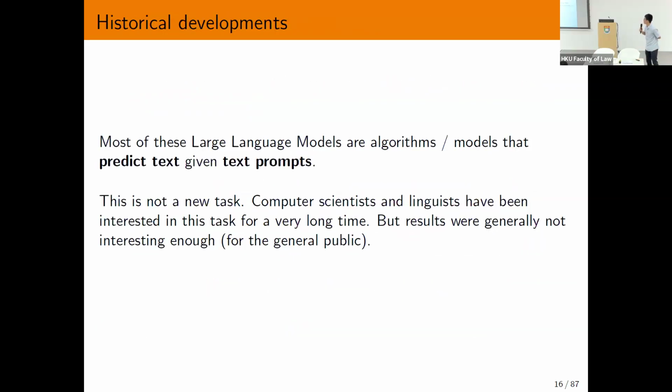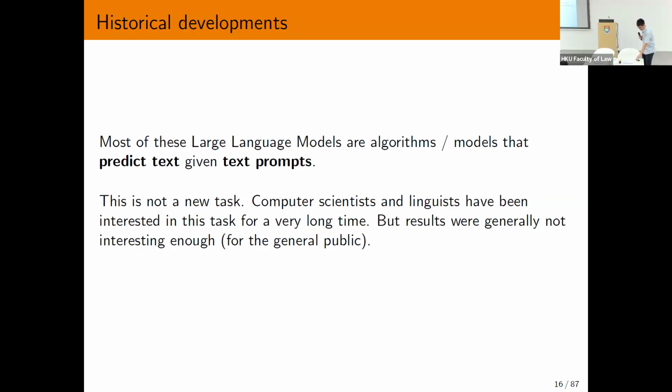Right, so what are LLMs? LLMs are language models that predict text given text prompts. That's all it does. You give it text input, hit enter, and ask for the next text. That's what it does. It's quite plain and simple. There's not very much more to it. This is not a new task, actually. Computer scientists and computational linguists have been very interested in predicting text and trying to build text prediction for a long time, for decades.